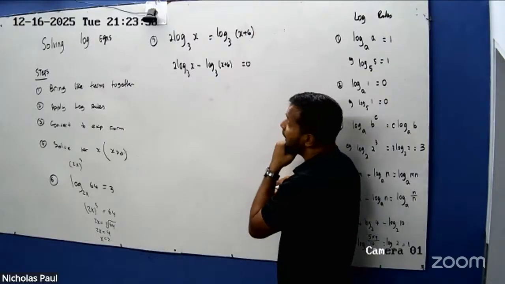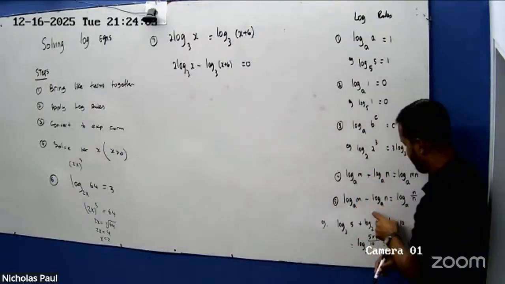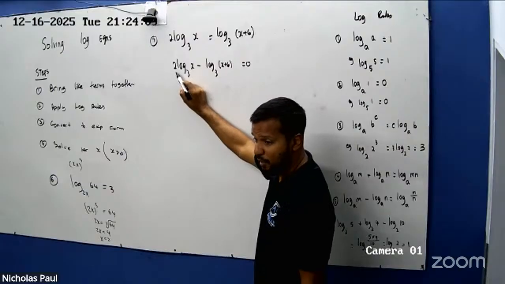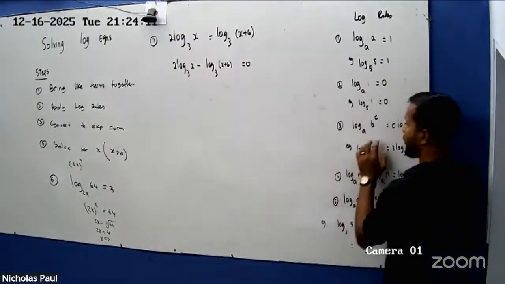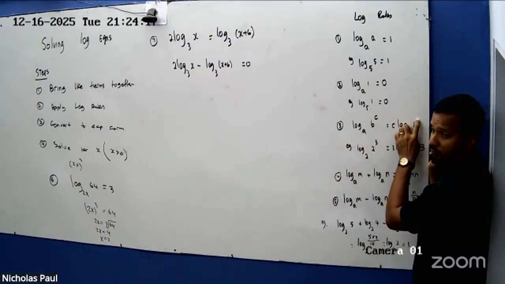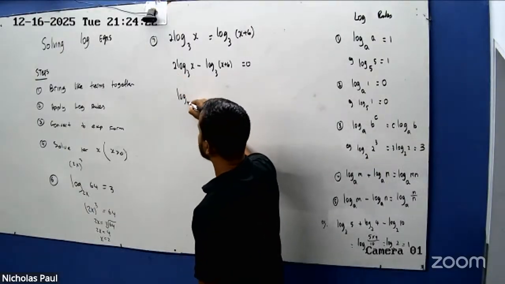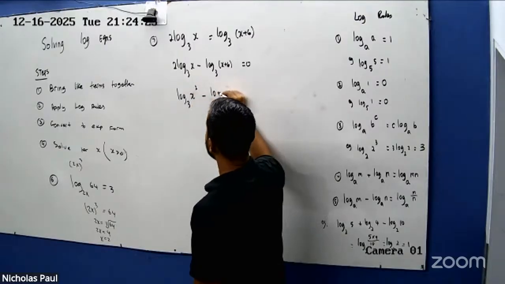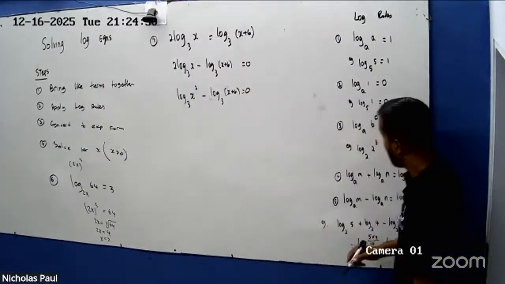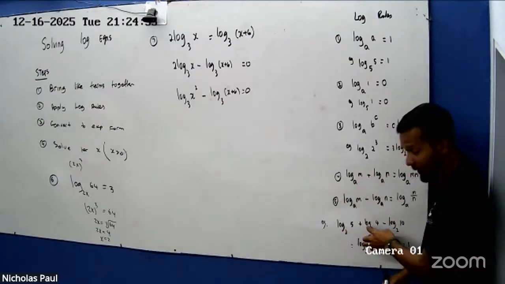Next step, same base, minus sign is supposed to be able to what? Divide, but this 2 in front is a problem, right? So you go back to rule 3 and you do the reverse. If you have a 2 here, you can bring it in front. So I can write log to the base 3 of x squared minus log to the base 3 of x plus 6 is equal to 0. You can only apply these rules when the value in front here is 1. You all realize that?